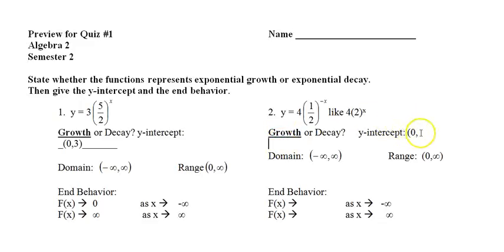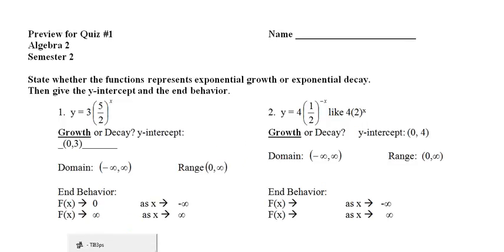My y-intercept, even though it's switched on me, doesn't change at all. That's still going to end up being (0, 4), because again, I just look at my a value when there's not a shift. And then my domain and range, since it's another growth problem, actually end up being exactly the same. There's no shifts, there's no movement.